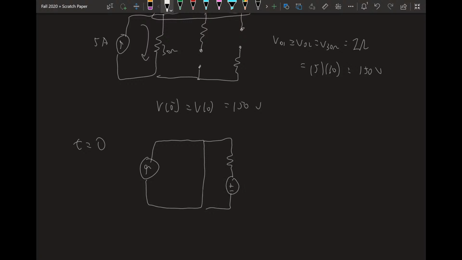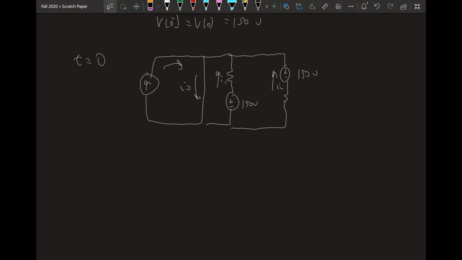This capacitor is really just 150 volts. And this capacitor is really just 150 volts. And we have I1, we have I2, we have 5 amps. We want this current. How do we find it? Kirchhoff's current law. 5 plus I1 plus I2 equals I naught. We find I1 as V over R. So I1 equals V over R, which equals 150 volts minus 0 over 0.2.